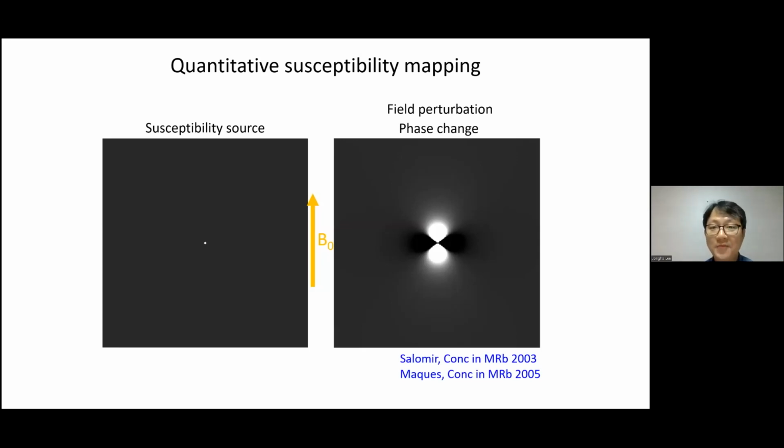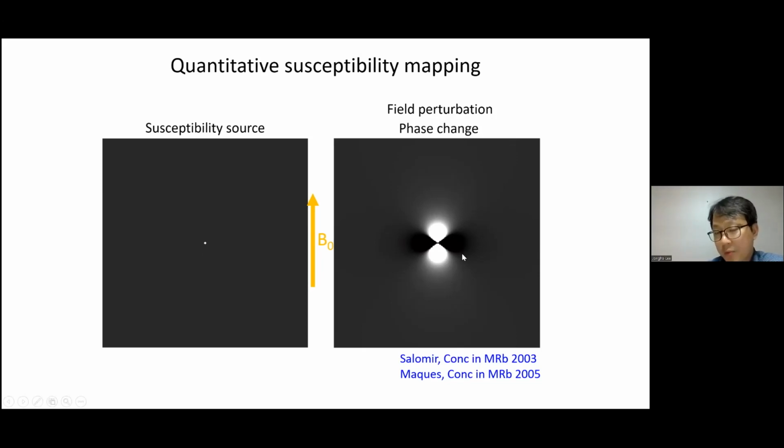And when it comes to the physics of QSM, that's another thing that, at least for me as an electrical engineer, is one of the very fascinating aspects of QSM. The thing about magnetic susceptibility is that once you have a point source of magnetic susceptibility within the field of view, the result that we get from this point source is this type of field perturbation.